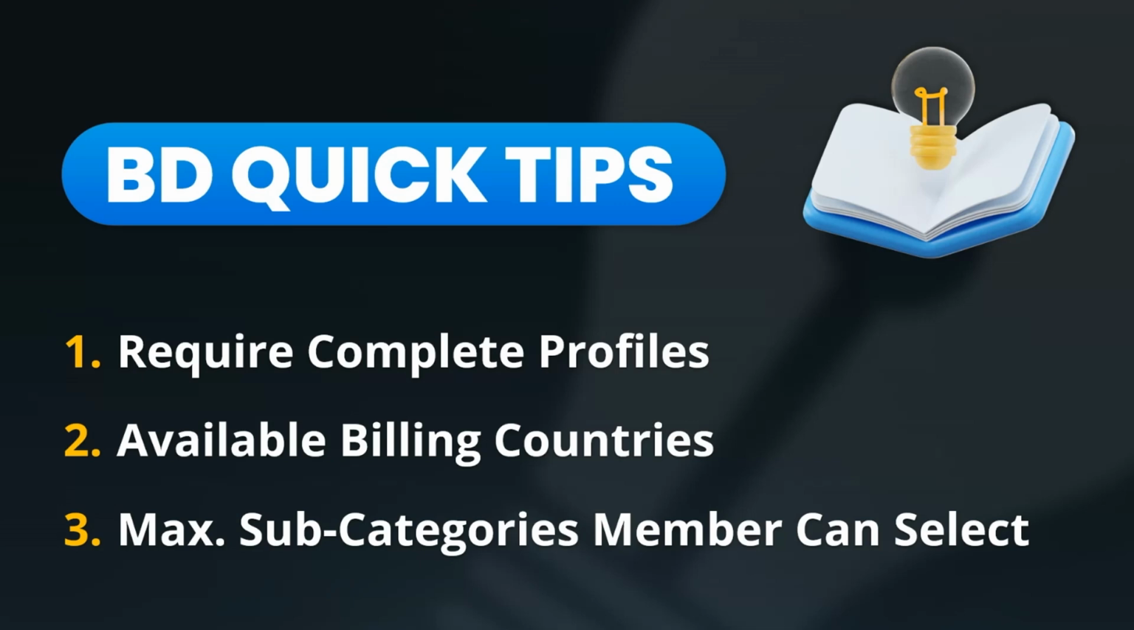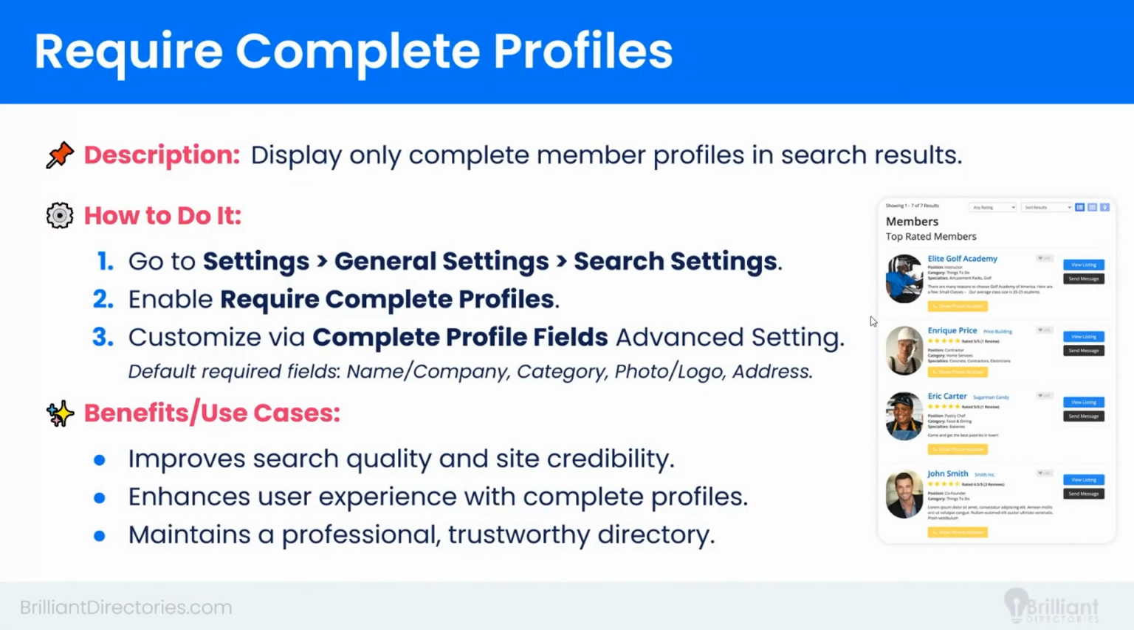So this week, we've got 3 BD quick tips here: requiring complete member profiles, available billing countries, and the maximum subcategories that members can select. So we have a couple quick tips here regarding member profiles themselves and their listings, and then one having to do more on the finance side of things, on the billing side of things here. So diving right into the first one, requiring complete profiles.